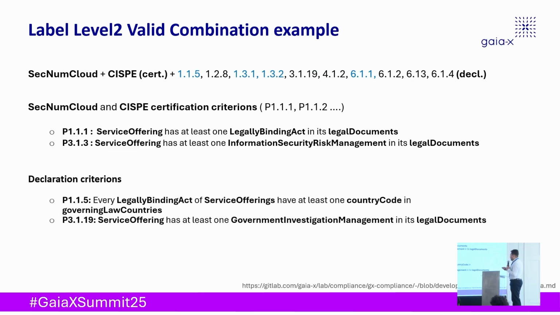So for each one of the criteria, certification or declaration, we will need to find a type of information in our VP. For the declaration criteria, it's basically the same thing, though not the same technical thing behind: we will go and find one specific field and one specific attribute in our VP. For example, for P1.1.5, every legally binding act of the service offering has at least one country code in the governing law countries, and the same for P3.1.1.9: the service offering has at least one government investigation management in its legal document.